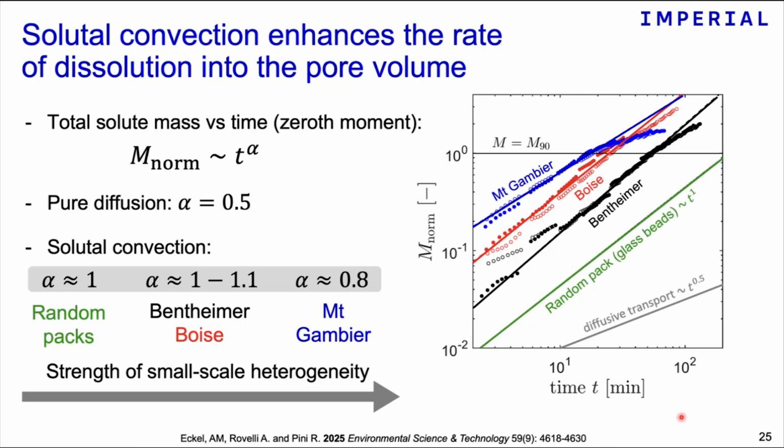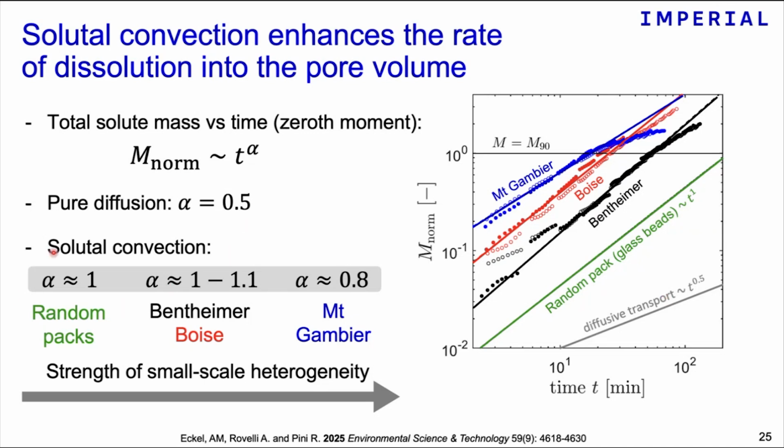And so, first of all, the important observation is that indeed, also in rocks, this process takes place, and this process enhances the rate of dissolution into the pore volume. So here you see in this graph the total amount of solute dissolved into the water as a function of time. For diffusive transfer, we expect this to evolve over time with the square root of time, right, because of diffusion. And we observed that in all porous media, we actually had a linear dependency with time. So this is a great enhancement relative to diffusion alone.